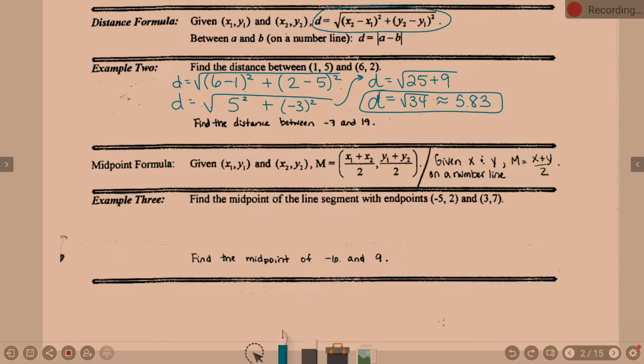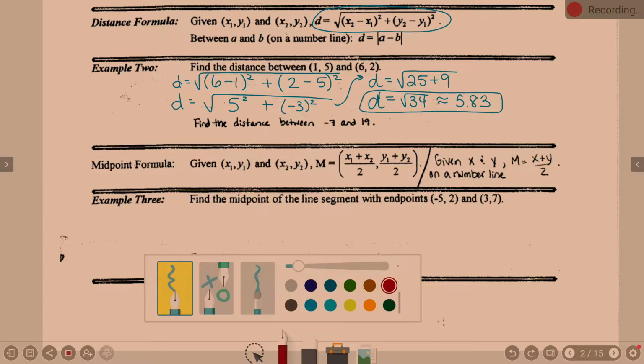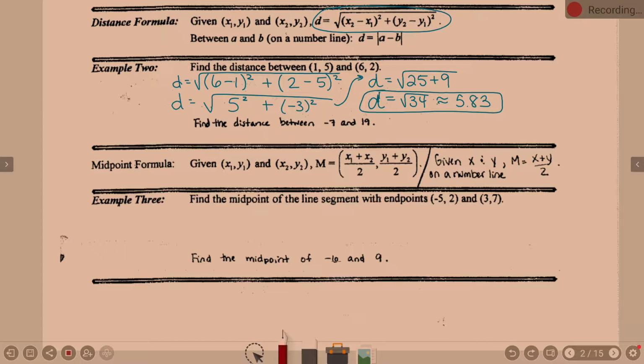Okay, now distance. Find the distance between negative 7 and 19. I don't know, do you need a formula or can you use logic to do that? How far apart are negative 7 and 19 on a number line? Very far. Farther than 12. 26. 26? Because if I'm going 19 to the right and 7 to the left, it ends up being 19 plus 7, doesn't it?